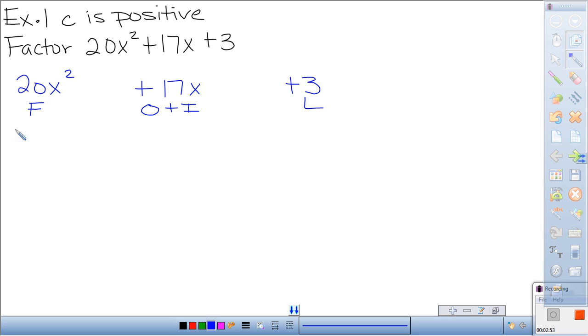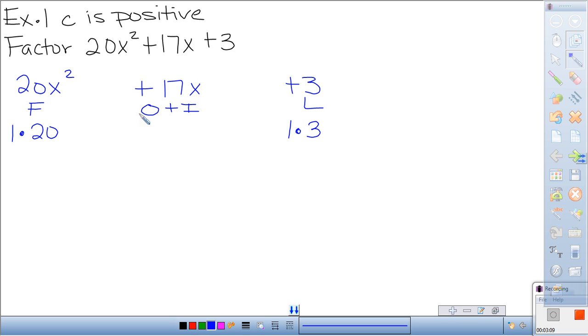So first we'll start with the factors of my first term. My first would be 1 times 20. So I'm going to start with 1 times 20, and I'm going to work with that with my factors of 3, which my first factor of 3 would be 1 times 3. 1 times 3 would give me 3. Okay, now I'm going to combine these two together to come up with my middle term.